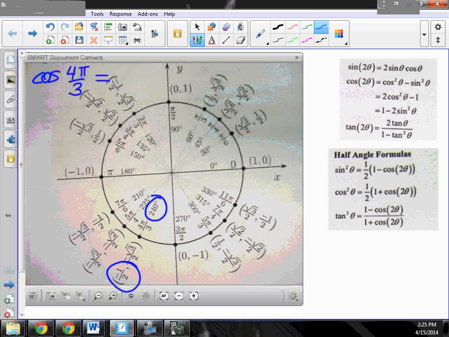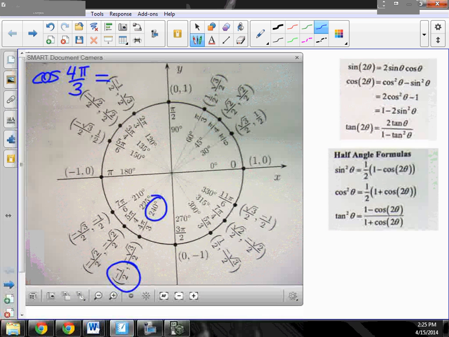Somebody pick one. The bottom one? Okay.